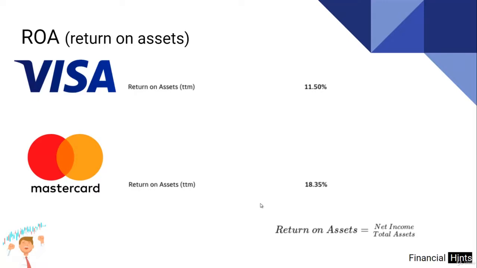So another metric is the return on assets. This is not a valuation metric, but it is for looking at managerial performance. We can see here that the return on assets is the net income divided by the total assets, and we can see that MasterCard is doing better, getting a better return on the assets compared to Visa.